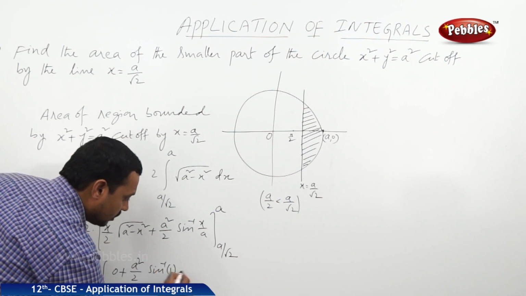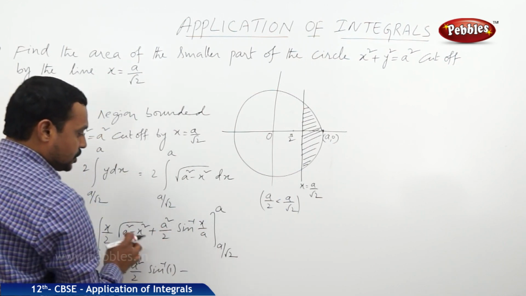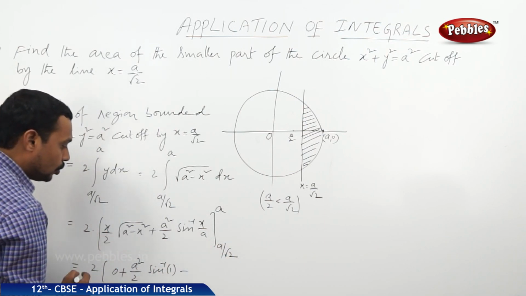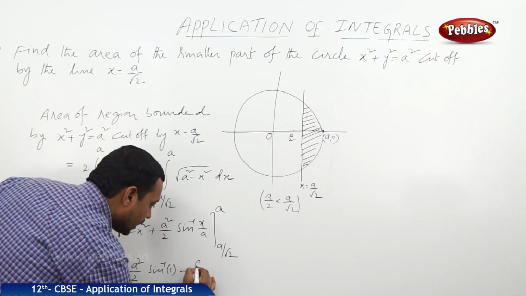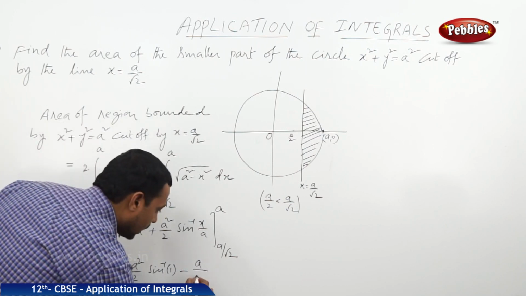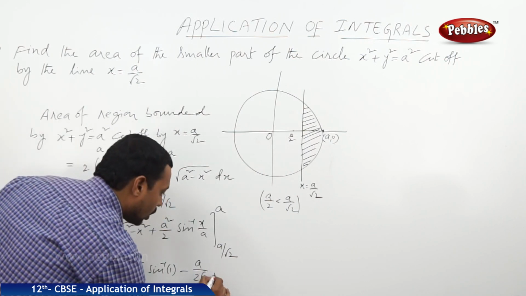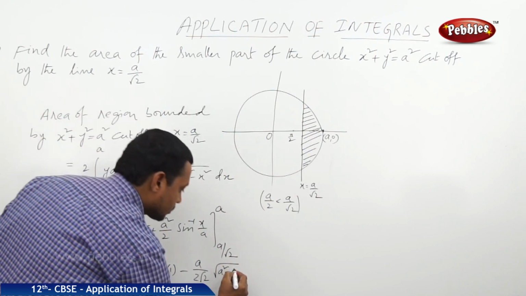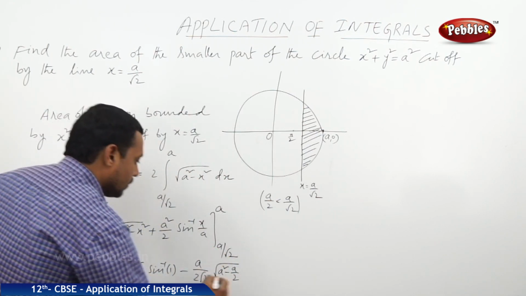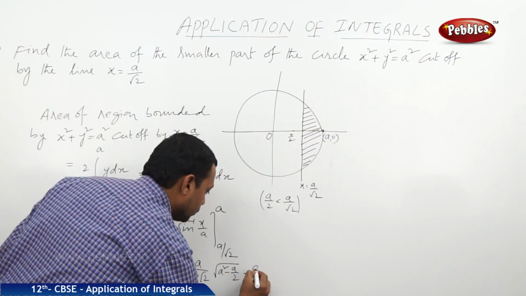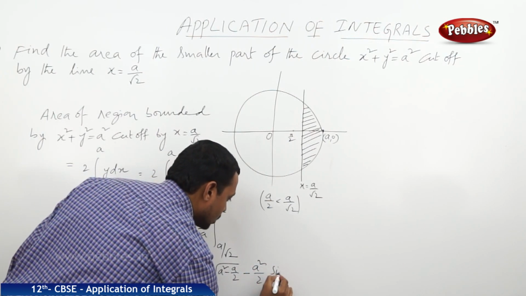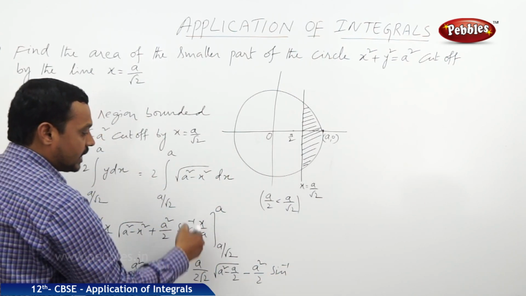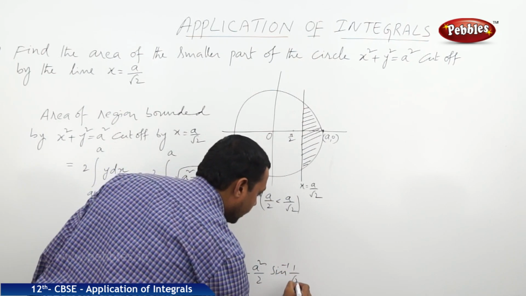that is sine inverse 1, minus of, now substitute the lower limit, that is a by root 2. By 2, a by root 2 by 2 or a by 2 root 2 into root of a square minus x square, that is a square by 2, minus a square by 2 into sine inverse of x by a, where x is equal to a by root 2, by a cancel, it becomes sine inverse 1 by root 2.